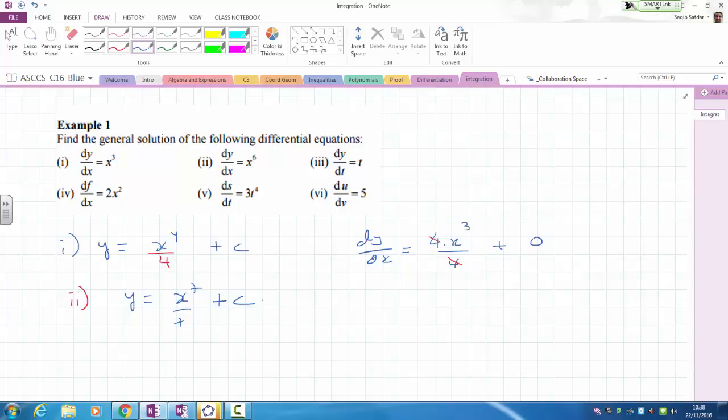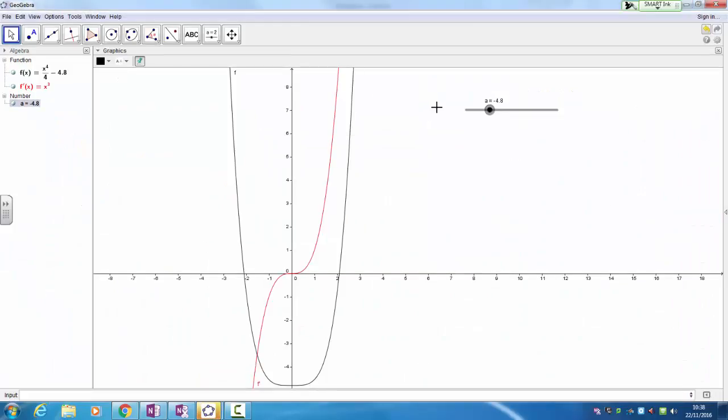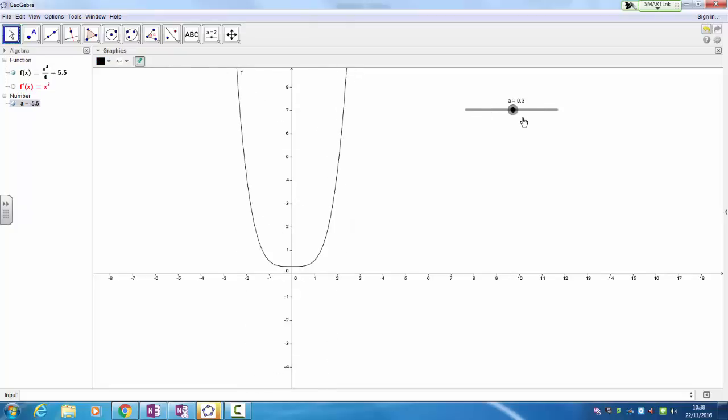The plus c is an arbitrary constant. Why do you need a plus c in there? This is why. Here's something I prepared earlier. Okay. Here I've plotted the first function where you've got x to the 4 divided by 4 plus some constant c. And this constant, I can move this around. See, I can move this around.